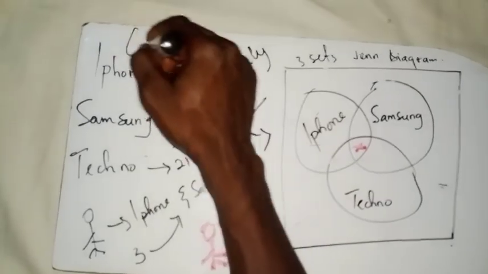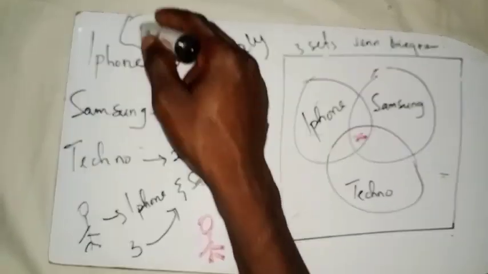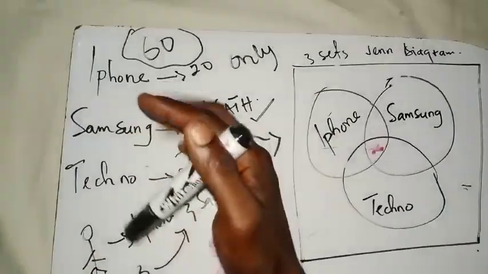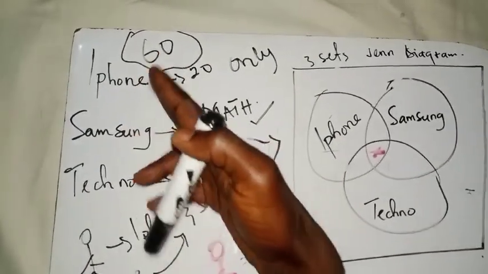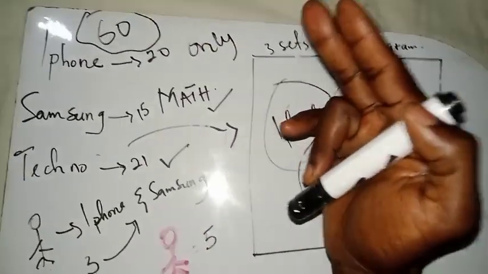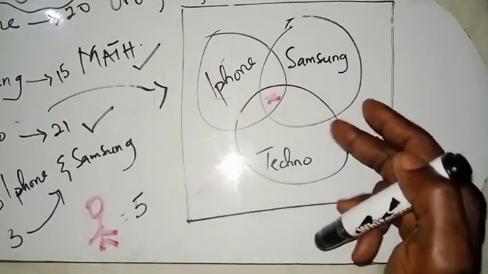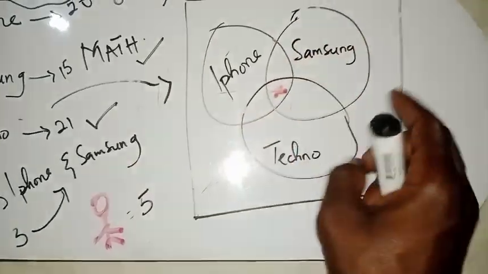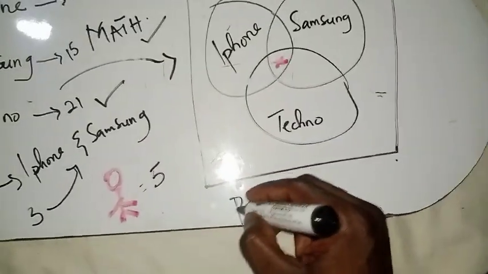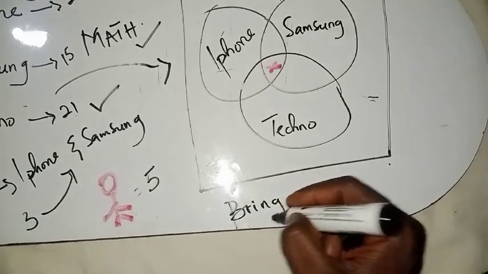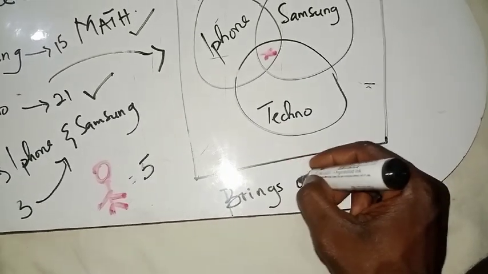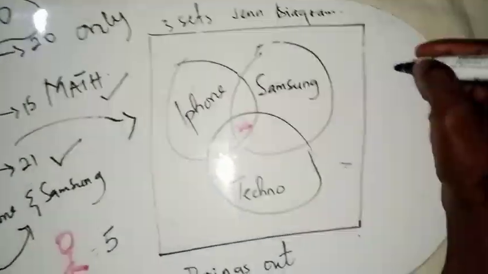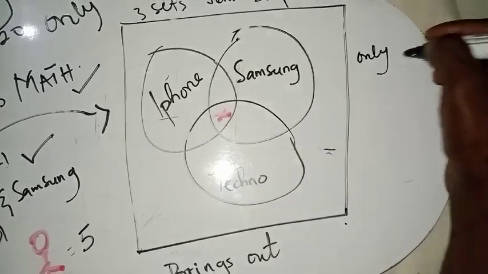You have 60 people in all who want to have this complicated choice, and some want to have only one product, some want to have two of them, some also want to have all three of them. That is a problem. That is where the Venn diagram comes in to solve that problem for you. This Venn diagram brings out the exact number of people who want to use only iPhone.